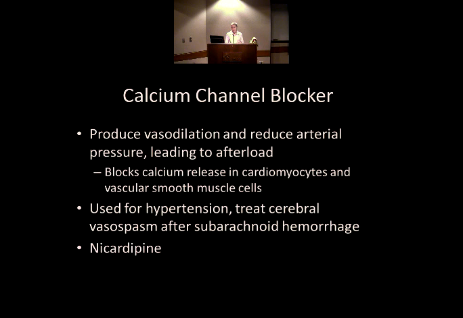It works by blocking calcium release in your heart cells and vascular smooth muscles, which is what makes the pressure go down. Calcium is needed in each individual cell to result in an action. So by blocking the calcium release, that cell can't do its job. So it's going to result in vasodilation and decrease in arterial pressure. It's used for hypertension. It's also used to prevent cerebral vasospasms after a subarachnoid hemorrhage. It's a post-op complication those patients can have. An example of a calcium channel blocker is nicardipine.